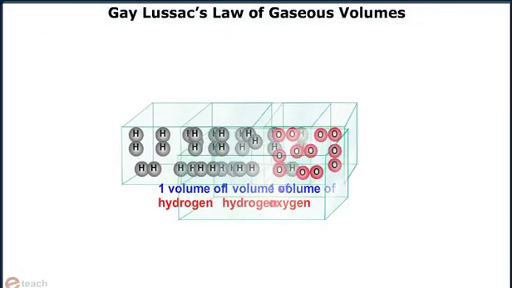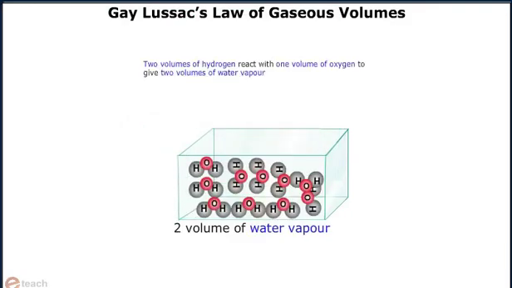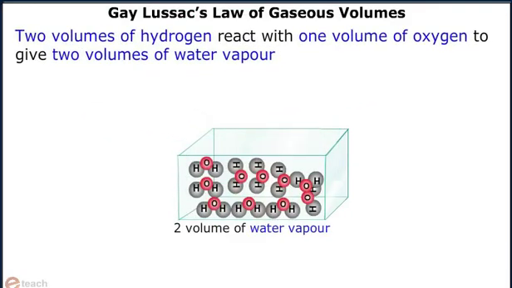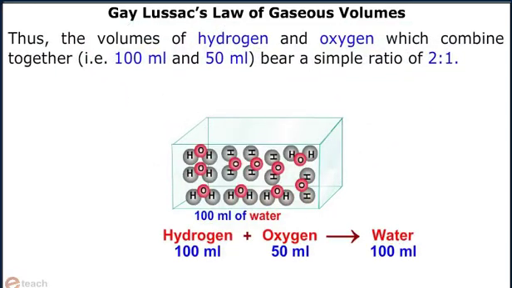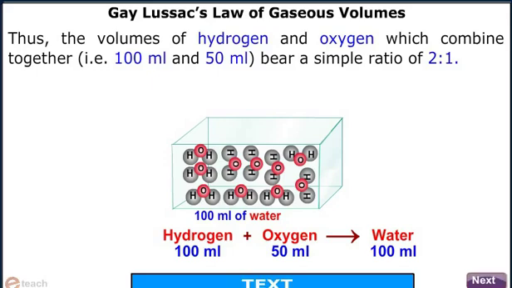Gay-Lussac's law of gaseous volumes. Two volumes of hydrogen react with one volume of oxygen to give two volumes of water vapor. Thus, the volumes of hydrogen and oxygen which combine together, that is 100 milliliters and 50 milliliters, bear a simple ratio of 2:1.